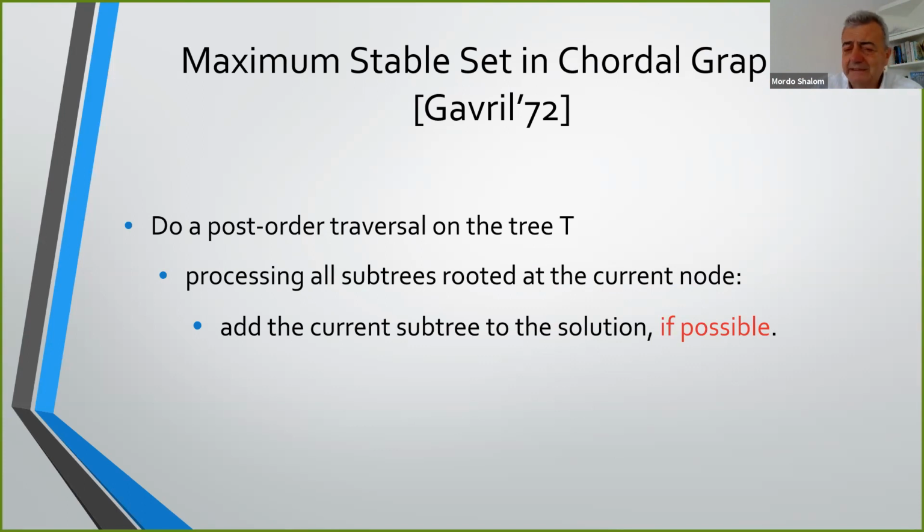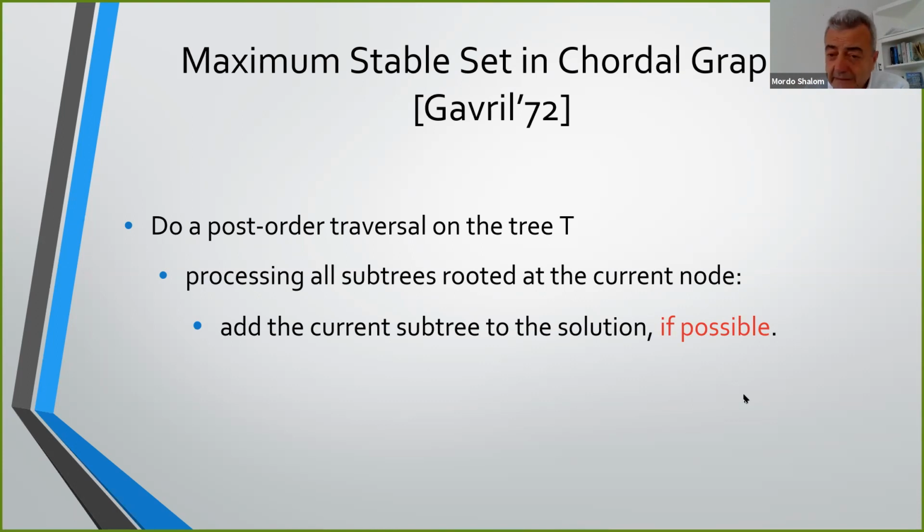Now, instead of interval graphs, instead of having one line, now you have a tree, you have subtrees of a tree. We know that chordal graphs are intersection graphs of subtrees of a tree. And you have the same problem. Now you want to find a set of subtrees that do not intersect each other, the biggest set of subtrees that do not intersect each other. And again, you have this greedy algorithm by Gavril. You do a post-order traversal of the tree. You go in a bottom-up way. At every vertex that you stop, you process all the subtrees that are rooted at the current node. And whichever subtree you can add to the solution, you add it if possible. What does if possible mean? If possible means that it does not intersect any other subtree taken so far.